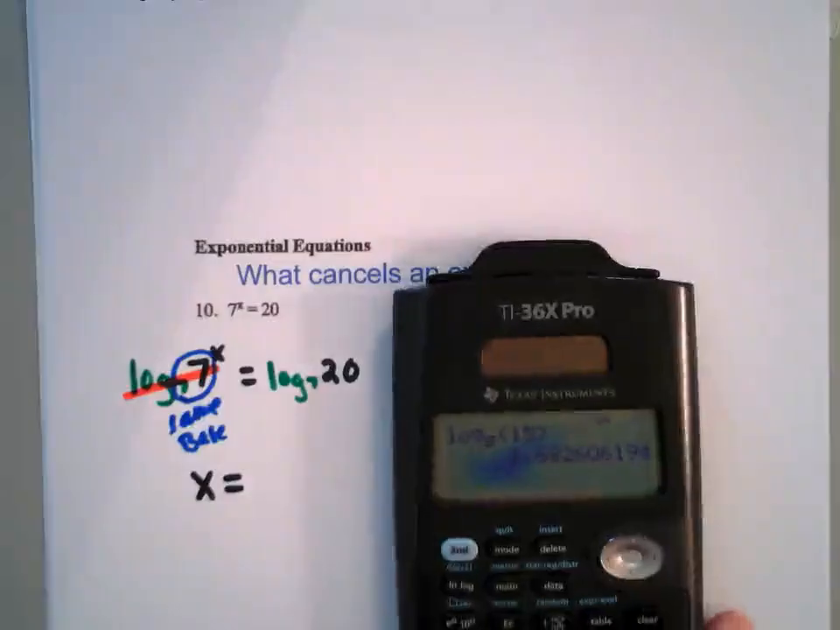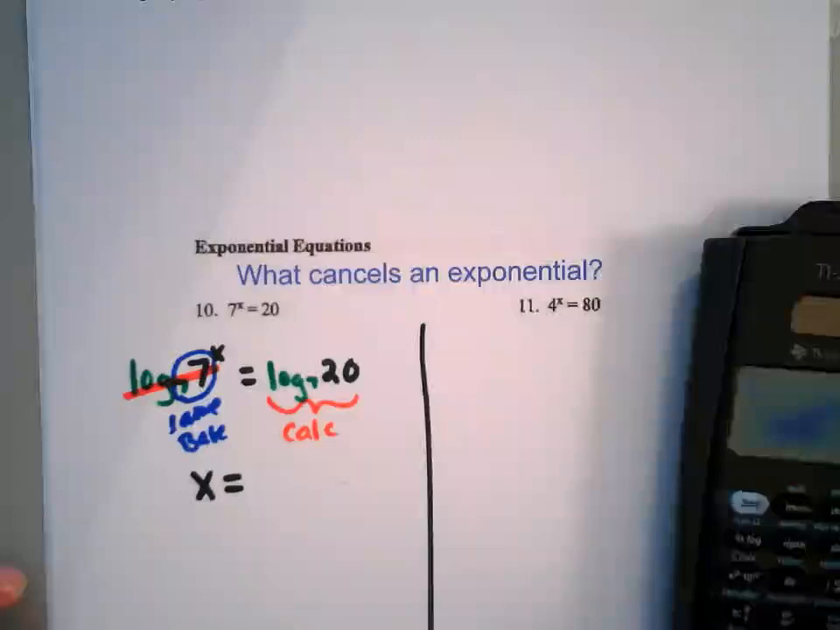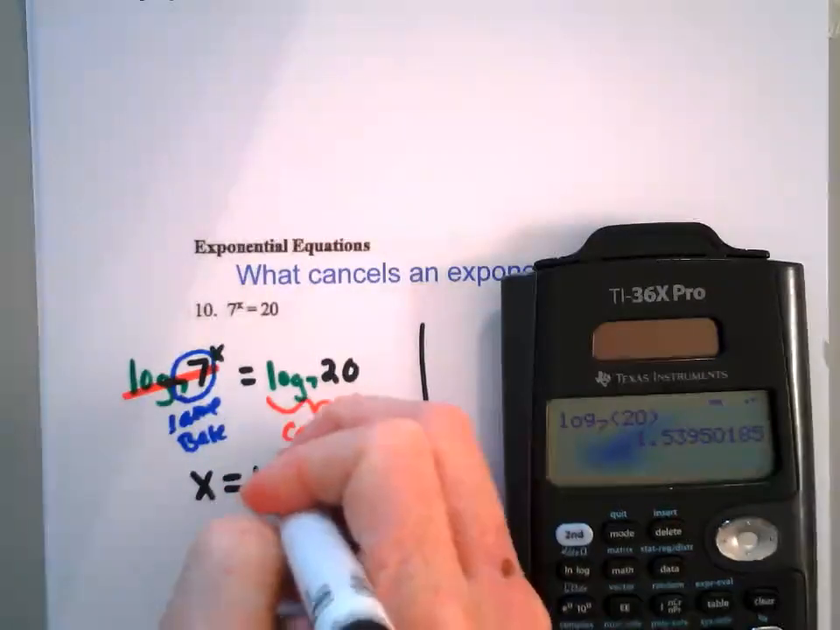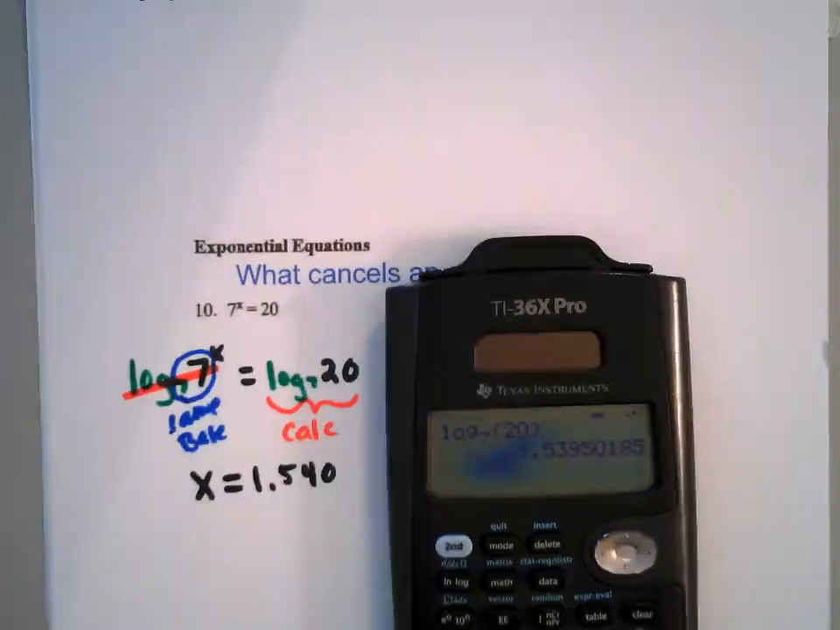We now go to our calculator. We have to calculate this log base 7 of 20, and that's going to be our answer. So 1, 2, 3, log base 7, 20, and you get 1.540 as that rounds. The 5 rounds the 9, 9 rounds the 3, and you have to put a 0 here for the 9 because you have to have 3 decimal places.